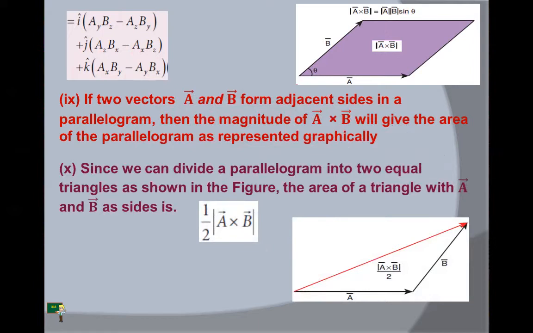The 10th one, since we have divided a parallelogram into two equal triangles as shown in the figure, the area of a triangle with A vector and B vector as sides is the modulus of A vector into B vector divided by 2. We can get 1 by 2 into modulus of A vector into B vector.